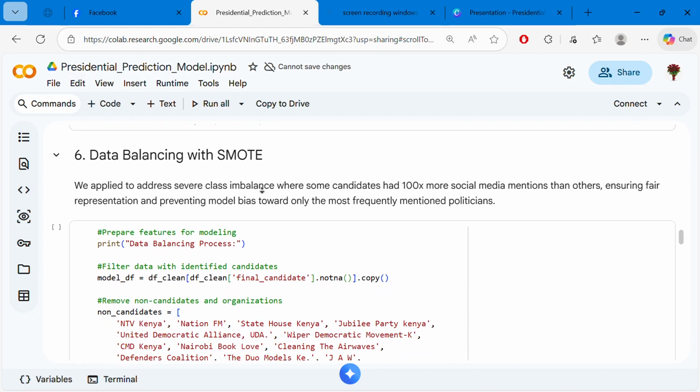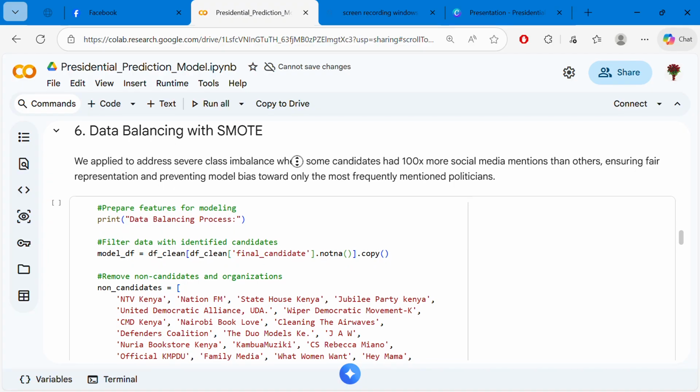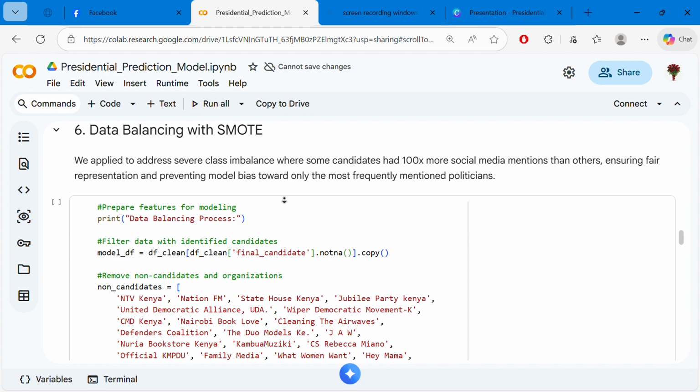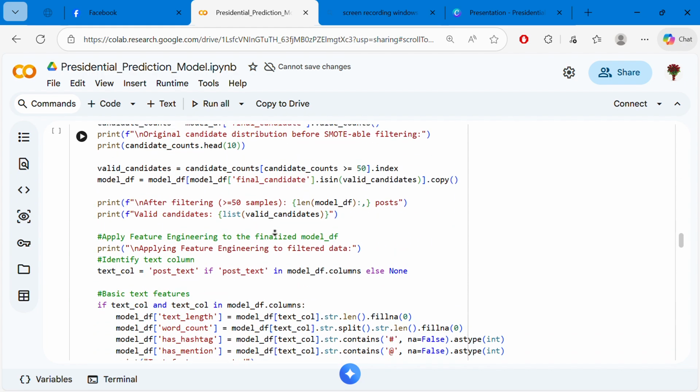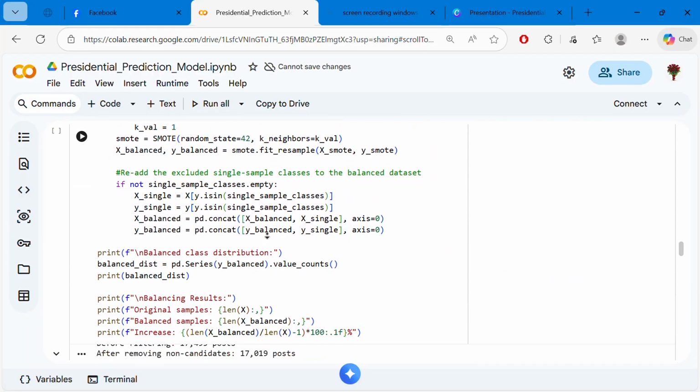Data balancing: we applied it to address the severe class imbalance where a candidate had 100% plus more mentions than others. To ensure fairness and representation, and to prevent model bias toward the most mentioned politicians, we had to apply data balancing. Here we went ahead and got some results after data balancing.